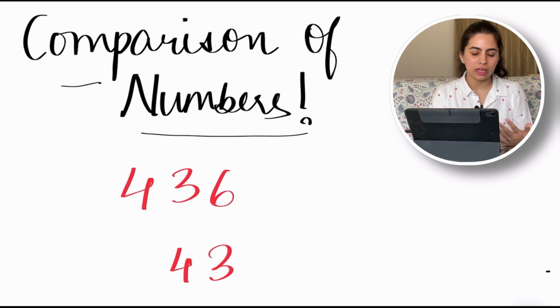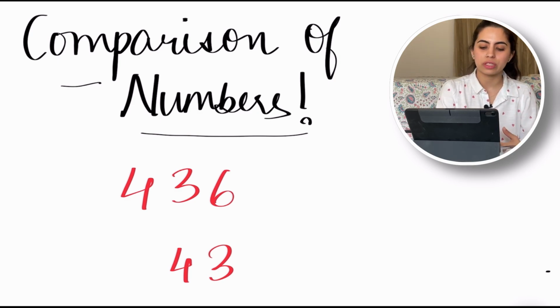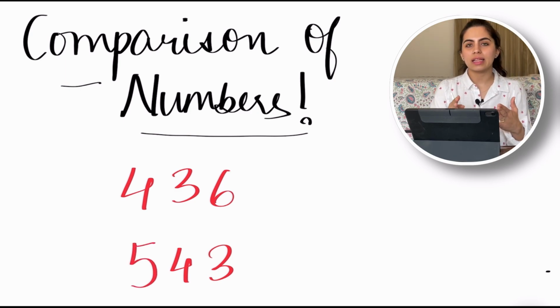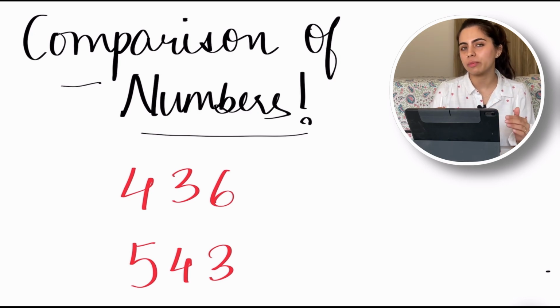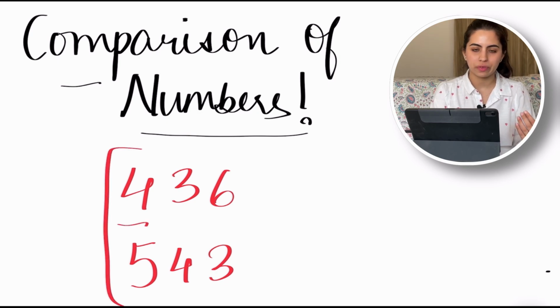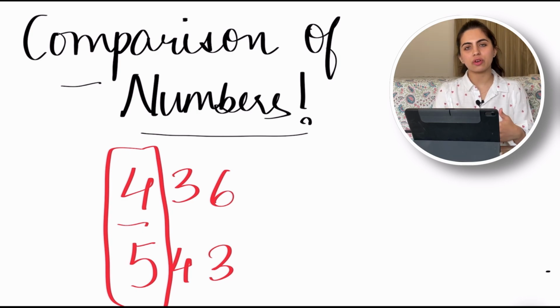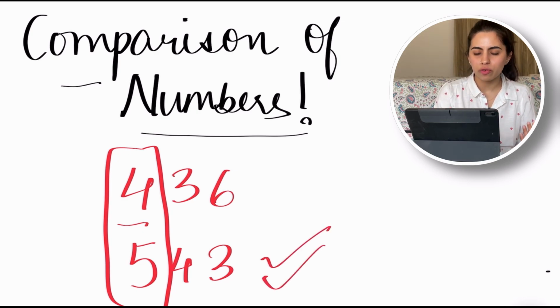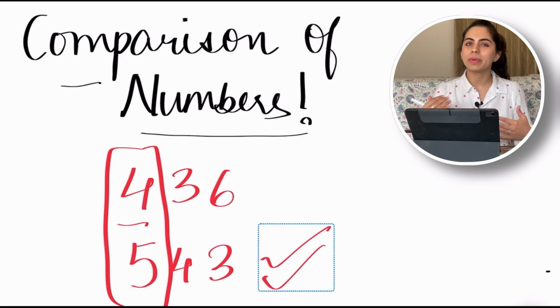Now we also know what to do if the numbers have equal digits. For instance, if we have 436 and 543, both the numbers have an equal number of digits. This can work for more digits as well. I am just taking easy examples for a quick revision. We check the number in the highest place, which is the hundreds place, 4 and 5. Amongst 4 and 5, 5 is the bigger number. So 543 is the bigger number here.